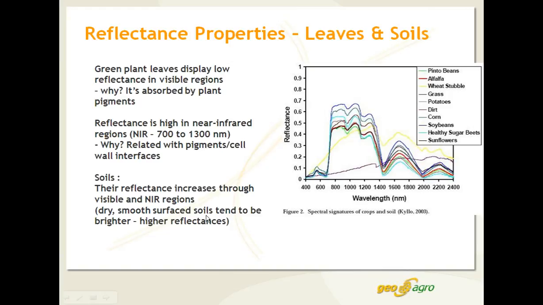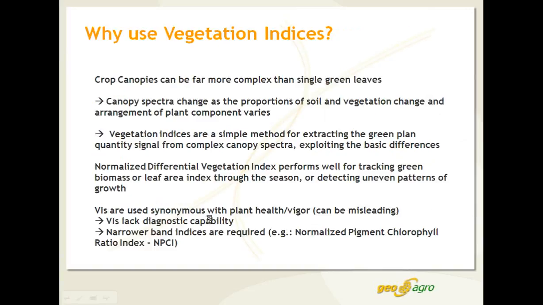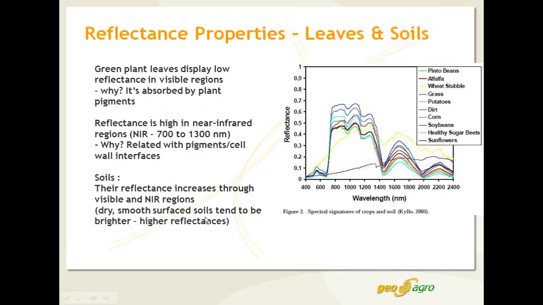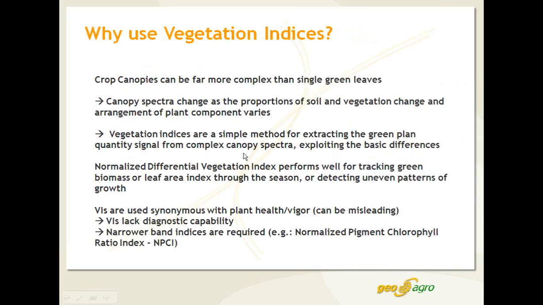And inside soils, you can also have brighter, higher reflectances in dry, smooth surfaces, and in wet soils, and also with organic matter, you'll have more absorption of the light. So that's the basic property of leaves and soils, and you can apply this to every material on the ground. That's why it's used all the way from forestry to geology in different applications.